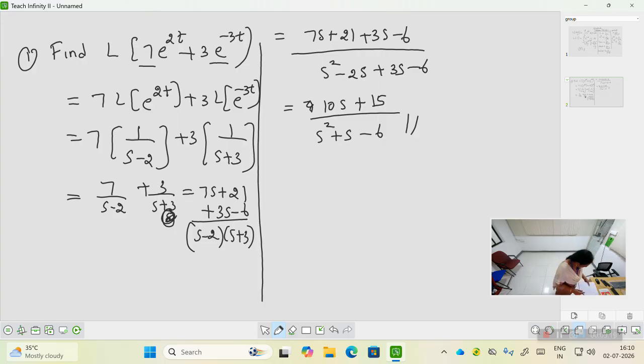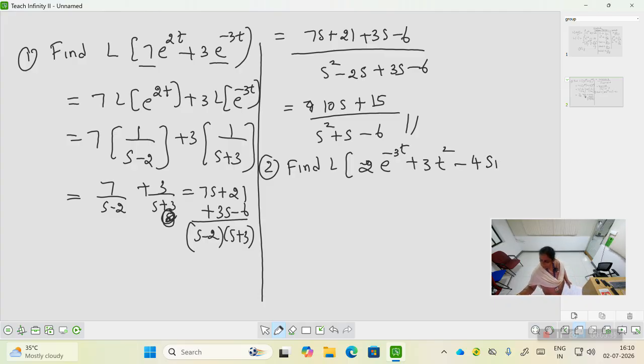Yes. Second problem. Second problem is this. Find L of 2 e power minus 3t plus 3t square minus 4 sine 2t plus 2 cos 3t. In this way, we have to expand. First one is linearity property. Step by step we'll go.